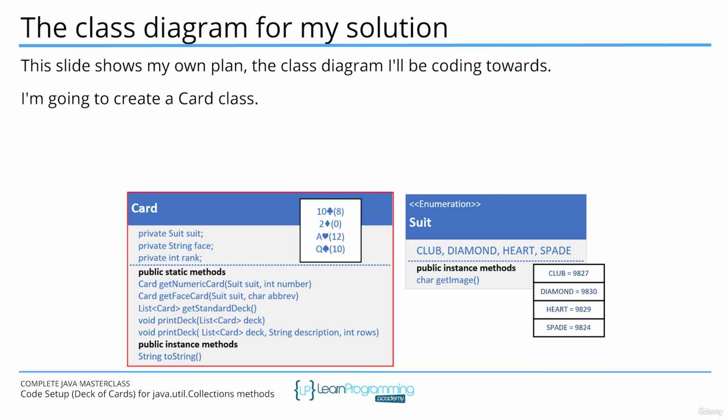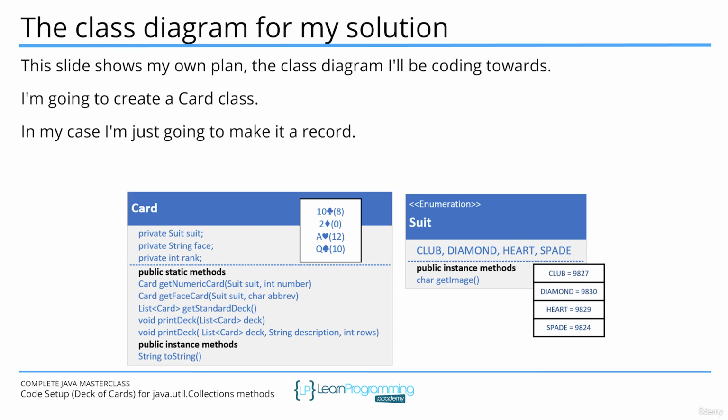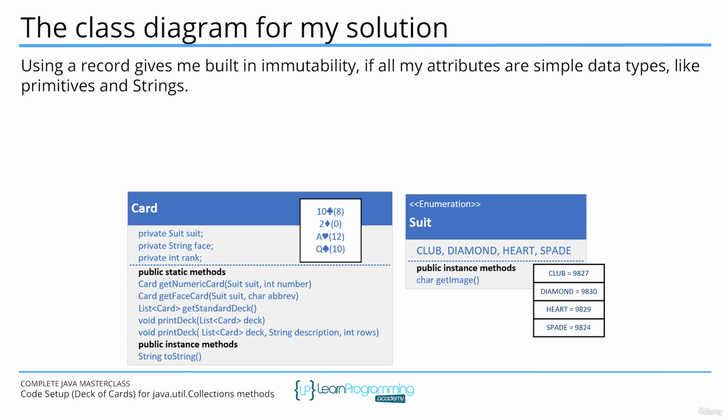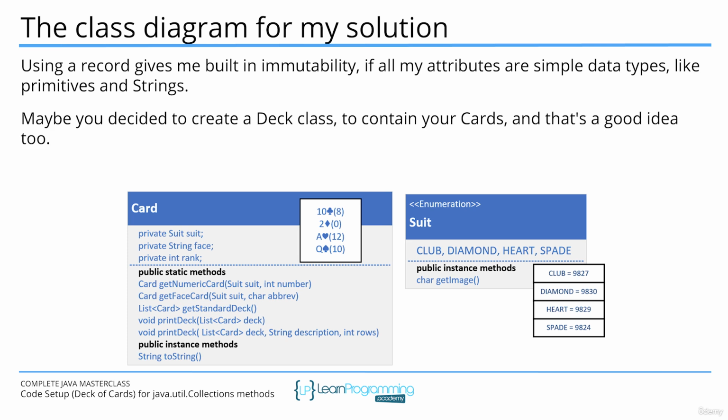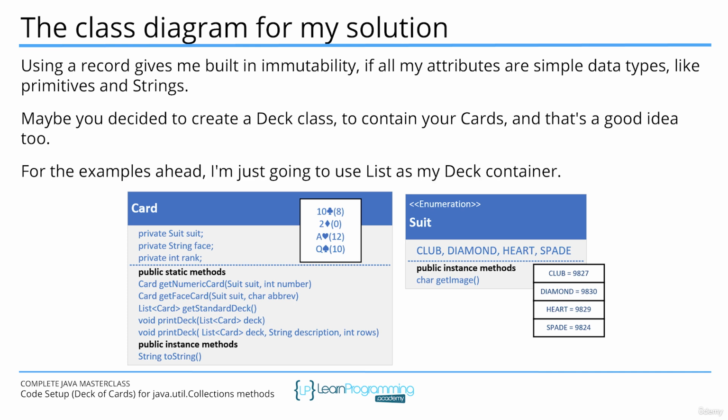I'm going to create a card class. In my case, I'm just going to make it a record, because once a card is created, there's no sense in allowing anyone to change it. Using a record gives me built-in immutability if all my attributes are simple data types like primitives and strings. Maybe you decided to create a deck class to contain your cards, and that's a good idea too. For the examples ahead, I'm just going to use list as my deck container.